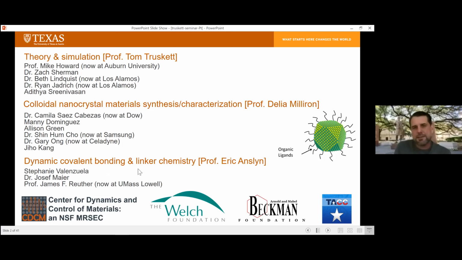And the third group is Eric Anslyn's group. Eric is a physical organic chemist. He's brought his expertise in dynamic covalent bonding and linker chemistry, so in designing the molecules that link the nanocrystals together in solution. And so his students and postdocs have been involved in this project as well. I mentioned this is a project that's funded primarily by the National Science Foundation. We've been lucky in Texas for many years to have funding from the Welch Foundation, which funds fundamental research in chemistry. And we also get funding from the Texas Advanced Computing Center, and a postdoc of mine is funded by the Beckman Foundation.